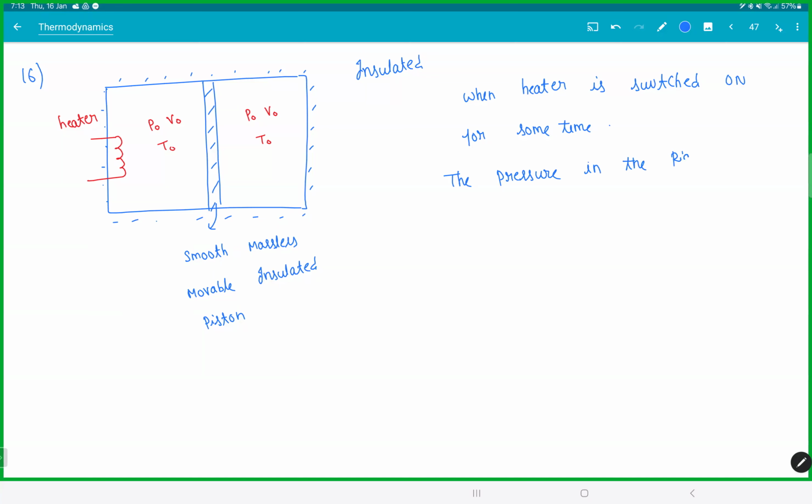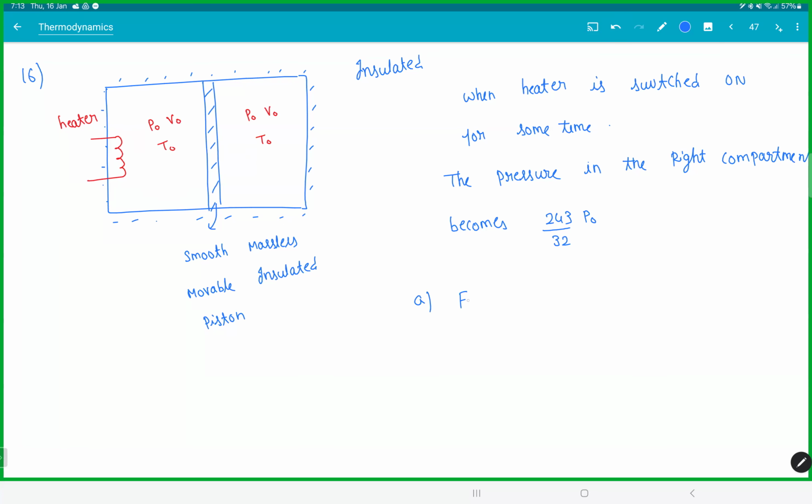The pressure in the right compartment becomes 243 by 32 P naught. So you switched it on for some time, then you switched it off. In this process, what will happen? The temperature of the gas on the left side will increase. If temperature rises, pressure will increase. If pressure increases, it will push the piston. Are you getting what is happening? So the piston will move to the right side, and in turn, the pressure increases.